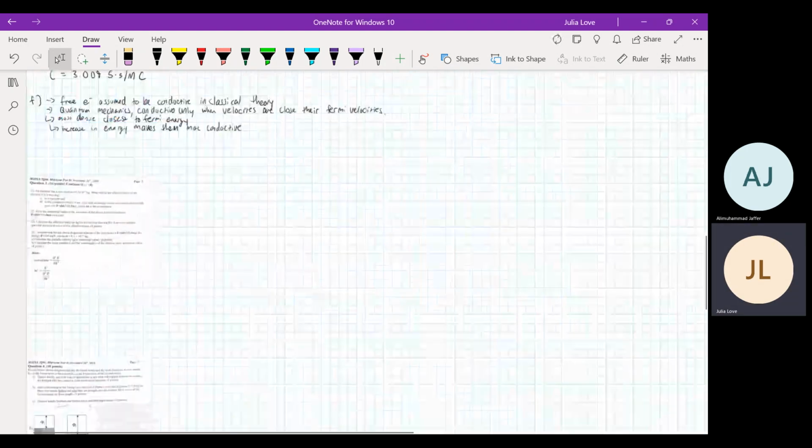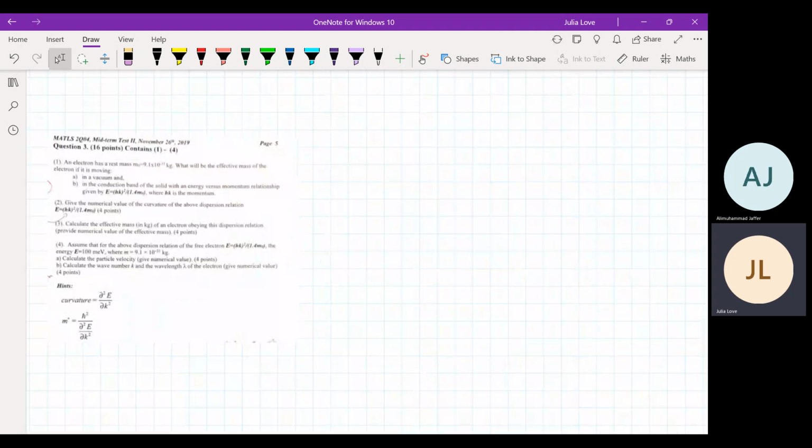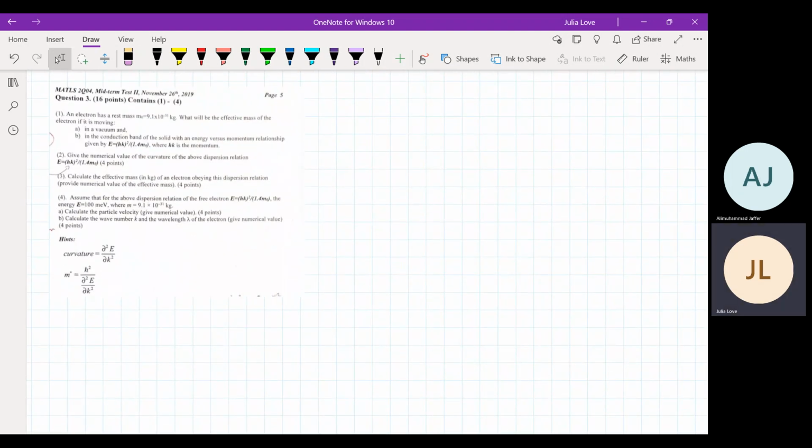Okay, so moving on to question number 3. This is split up into a couple different parts. So we'll just start with number 1, where it's asking for the effective mass if the electron is first moving in a vacuum and then in a conduction band, given this relationship here. And notably as well, we know that this m star just means effective mass.